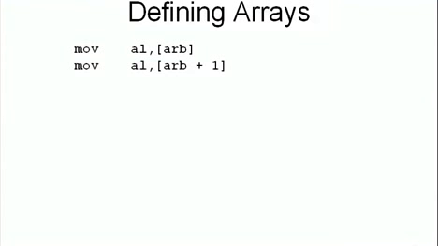To address the next member of the array, you add 1 to the base address. For the next member, add 2, and so on. In this way, you can address every member of the array.